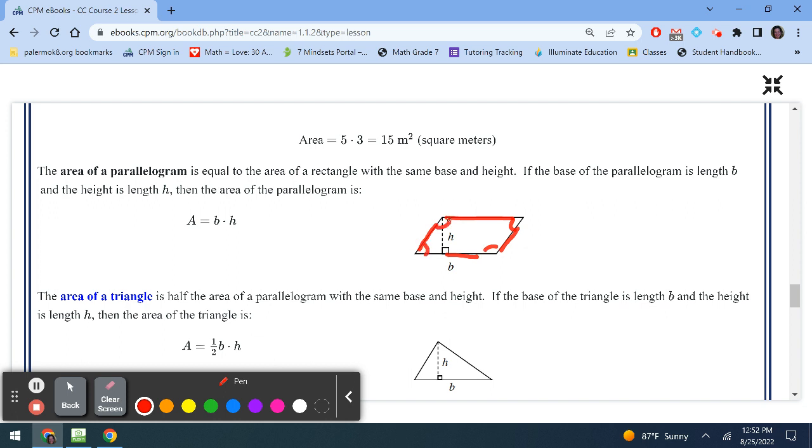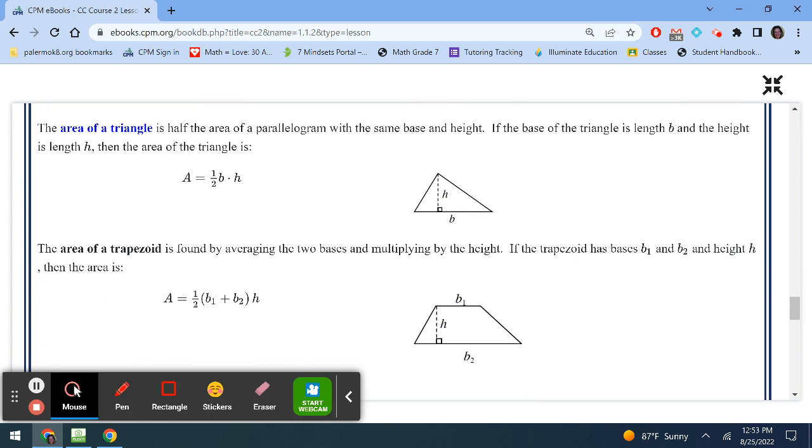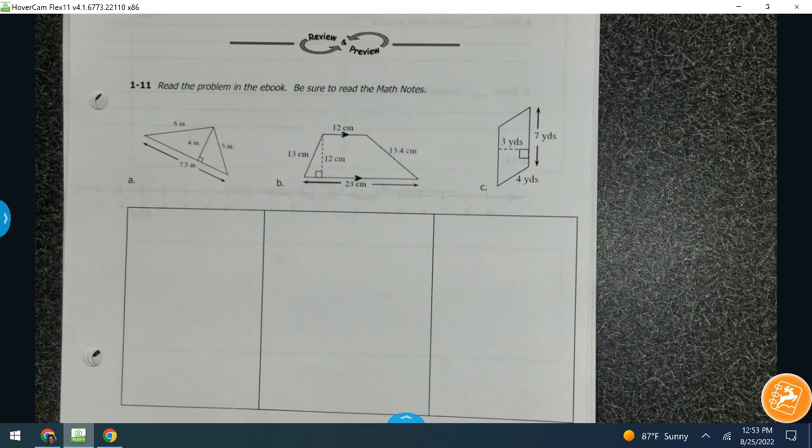Okay? So because of that, we actually use the same thing, which is area is equal to base times height. When we have area of a triangle, it is half of a parallelogram. So what I usually do, I know what I can do underneath here. So the way that I do that is this.